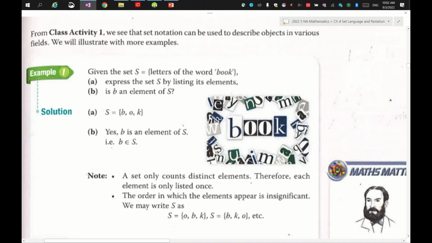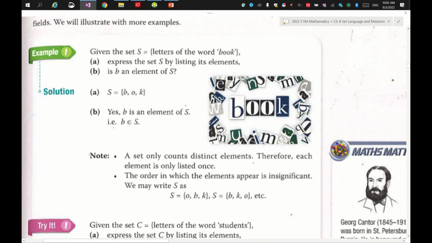Okay, now, example number 1. We have the set S. The description is inside the braces over here. Our elements are actually the letters of the word book. So express set S by listing its elements. We've got B, O, and K. These three are letters in the word book.